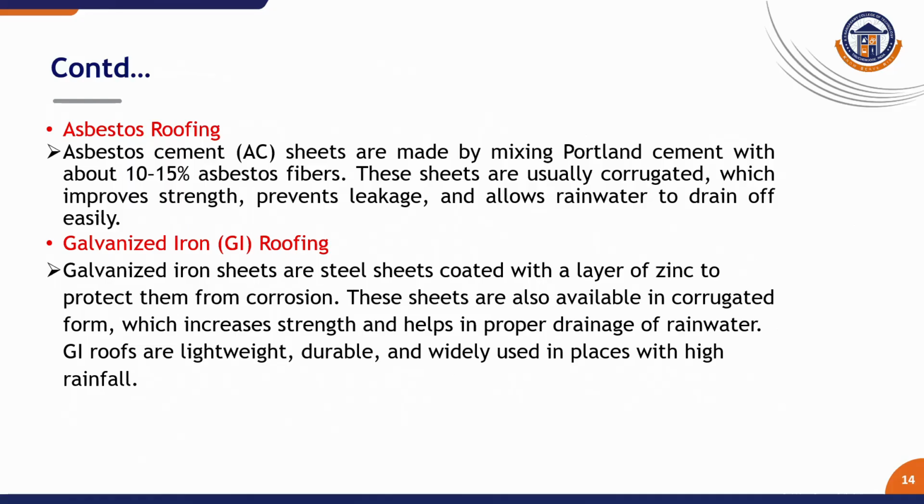Galvanized iron sheets are steel sheets coated with a layer of zinc to protect them from corrosion. Compared with these, asbestos roofing sheets are made by mixing Portland cement with about 10 to 15 percent of asbestos fibers. These sheets are usually corrugated with improved strength, prevent leakage, and allow rainwater to drain off easily.